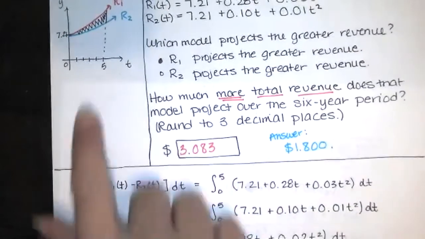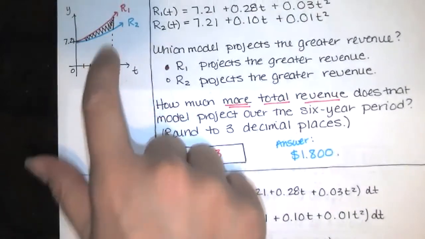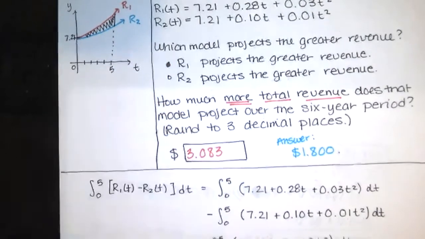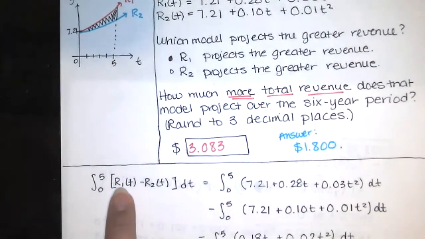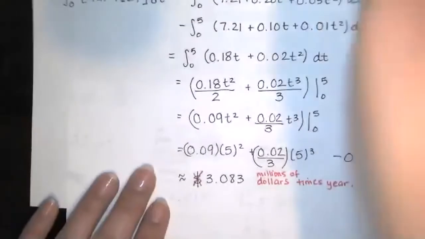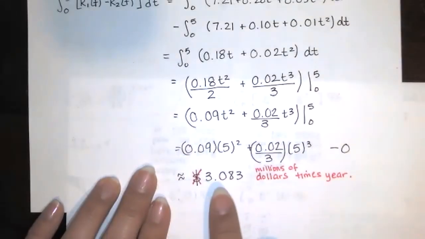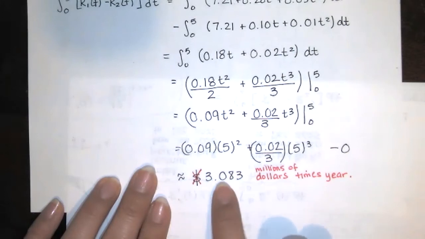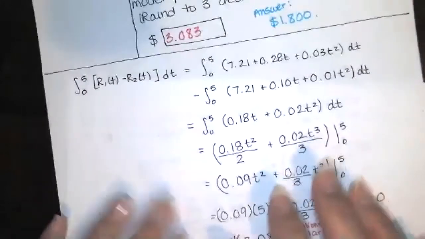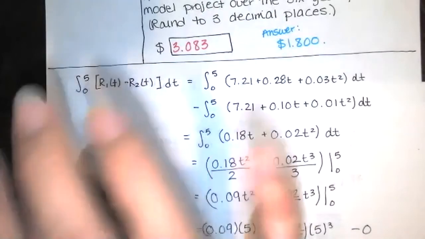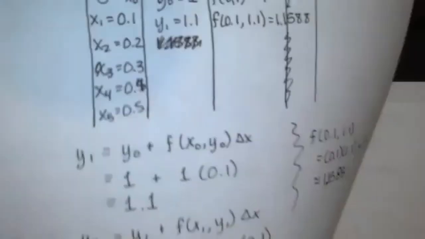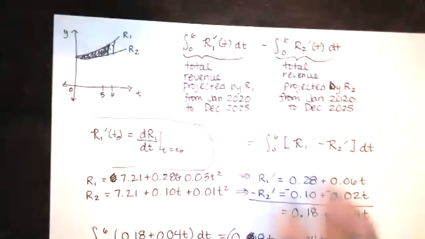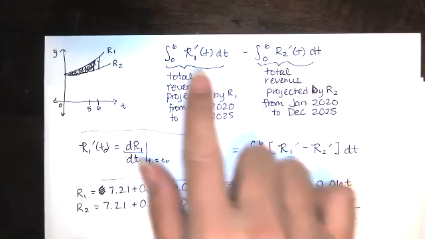WebAssign was just asking you to find that area between R sub 1 and R sub 2 over the interval from 0 to 5. So you just identify the top function and bottom function and integrate, but that's not actually going to give you how much more total revenue was projected by the first model than the second. This is actually giving you millions of dollars times years, and that's not what we want. To actually get what we want, we've got to do this instead.